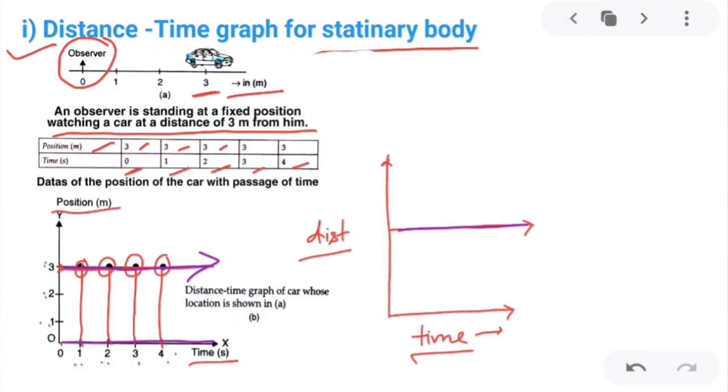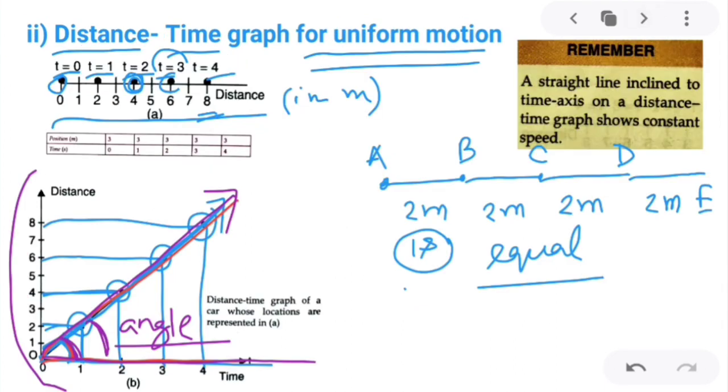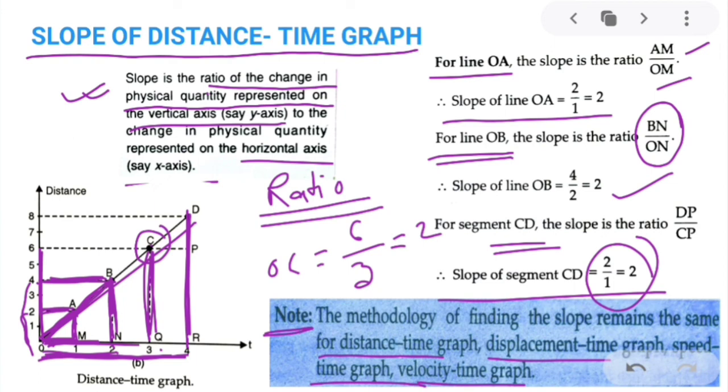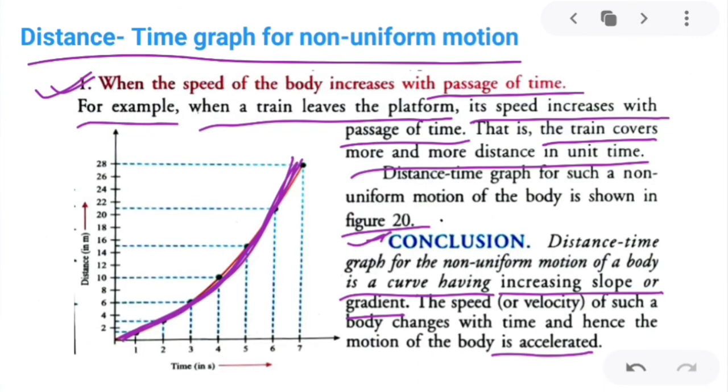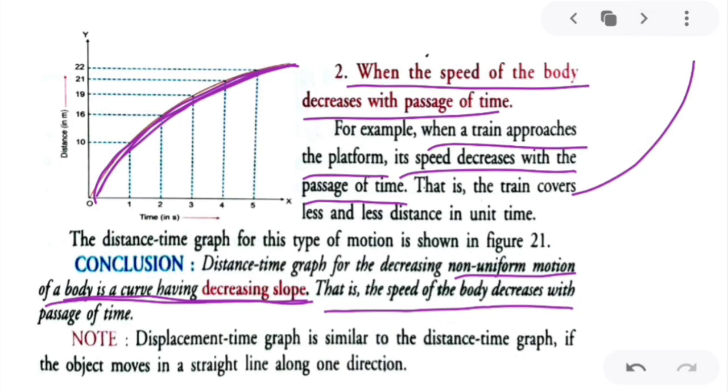For an object which is at rest, the graph is parallel to the x-axis. For an object having uniform motion, the distance time graph is a straight line making an angle with the time axis, and from that we come to know the slope of the graph and the speed. Then we have discussed that for an object whose speed is increasing with time, the curve looks like this, and if it is decreasing, the curve looks like this.